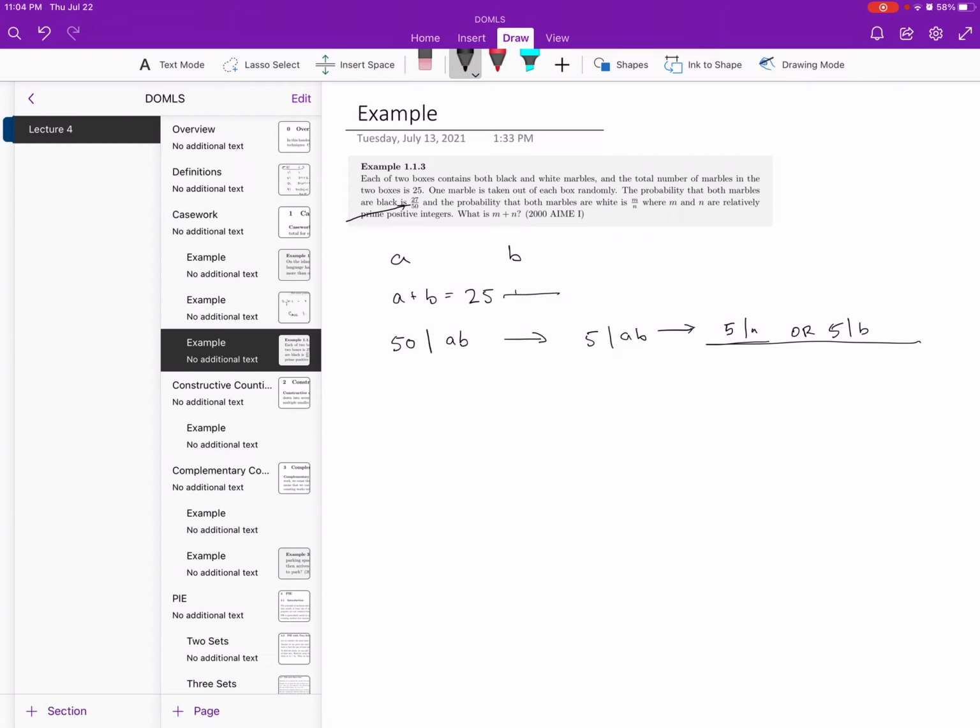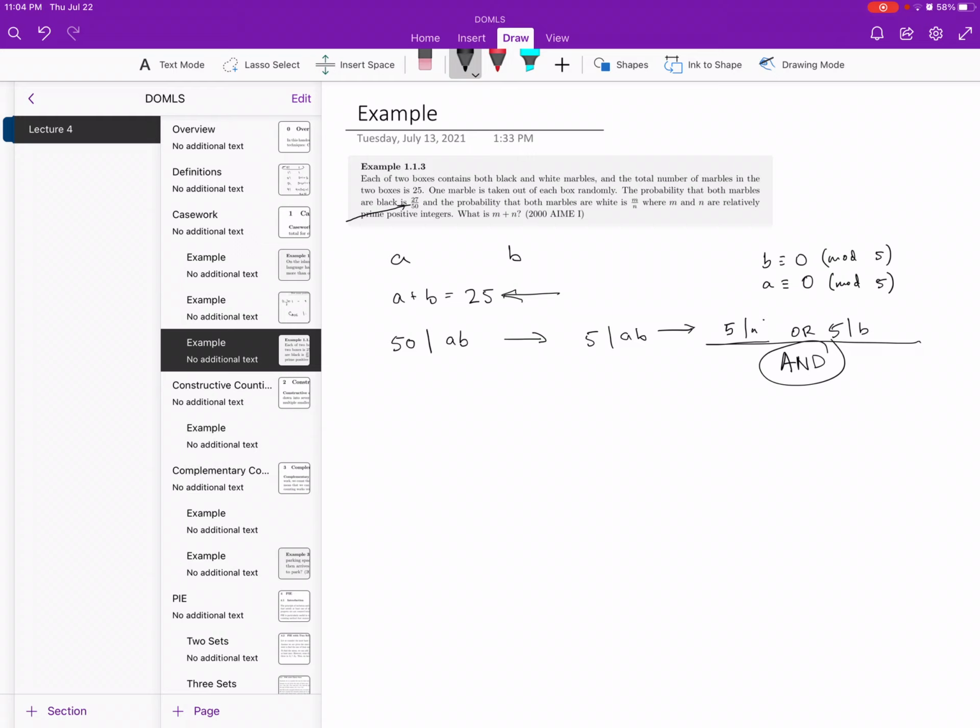Okay, so what does this mean? If we look at our statement here, we have A plus B is equal to 25. But if we put this mod 5, let's say 5 divides A. Then if we look at this mod 5, we're going to have B is equal to 0 mod 5. And if we assume 5 divides B, then A is equal to 0 mod 5. So they both have to be divisible by 5.